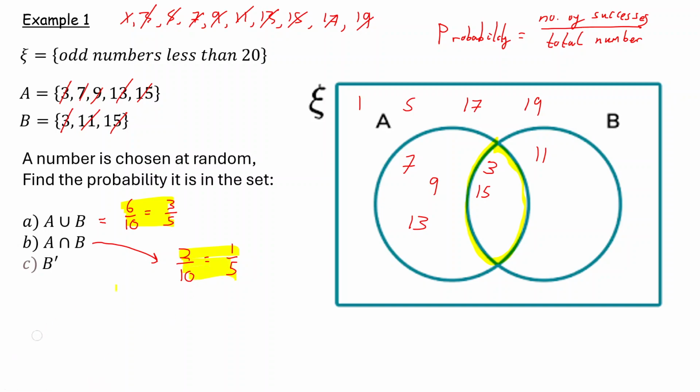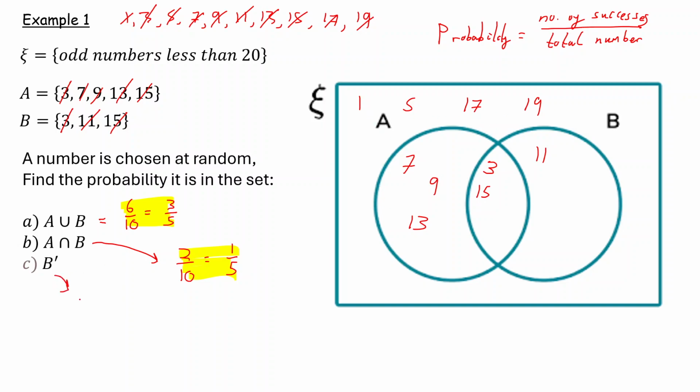Okay, and then last but not least, we're looking at the complement of B. So that is saying we're looking at literally everything that is not B. So we can't include this 15, 3, or 11 because they belong to B. This means everything that is not B, which is this 9, 13, 7, 1, 5, 17, and 19, which is 1, 2, 3, 4, 5, 6, 7 numbers.